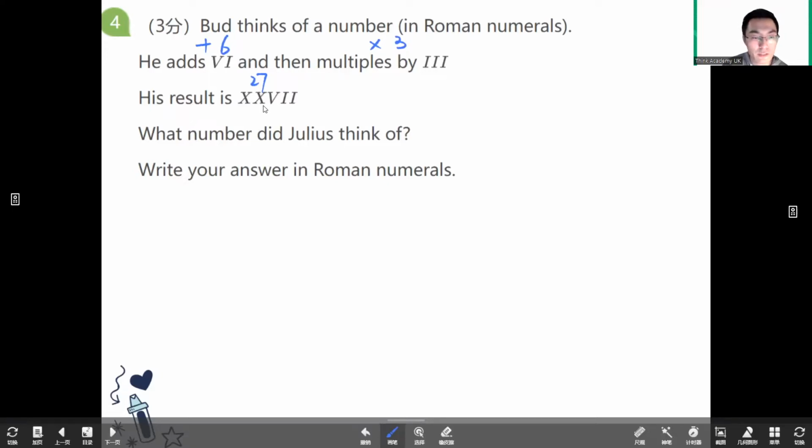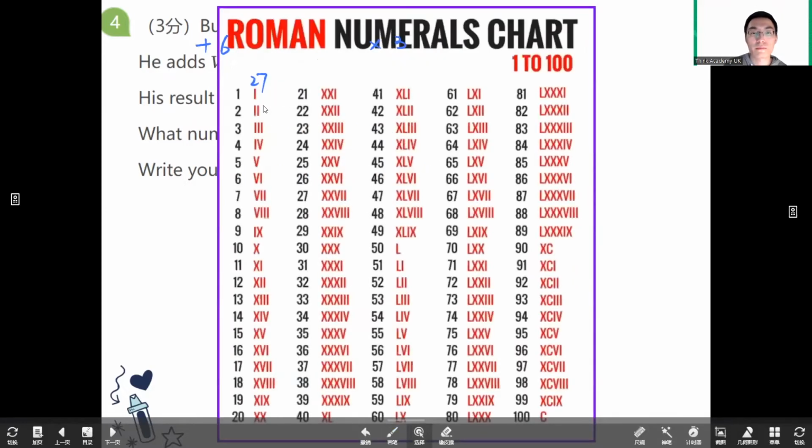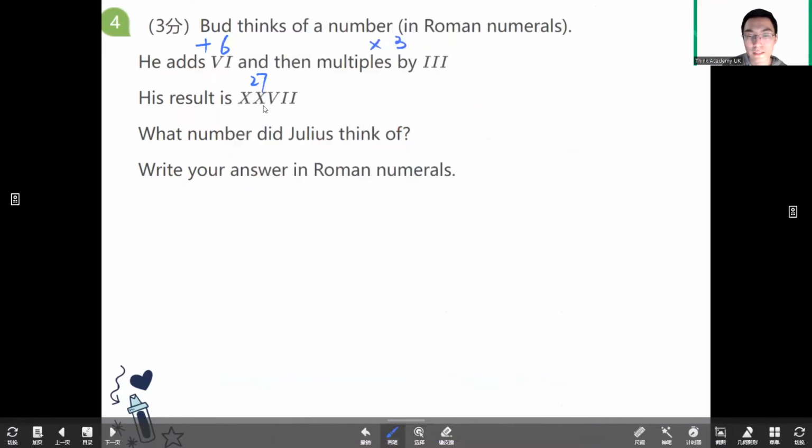I actually got a picture over here so that it can show you all the Roman numerals. So you can have a look, or you can take a screenshot, or you can Google it if you're not familiar. Be familiar with this before you go to the test.